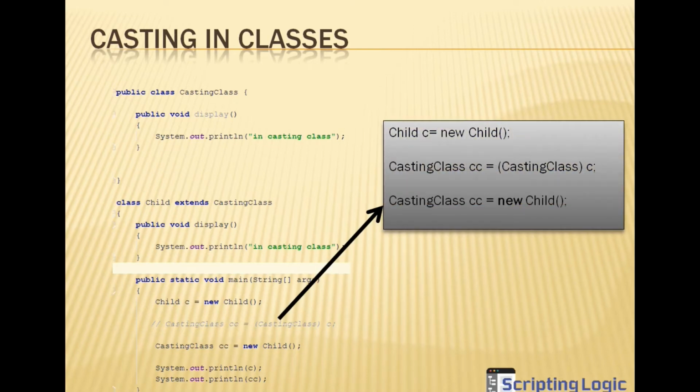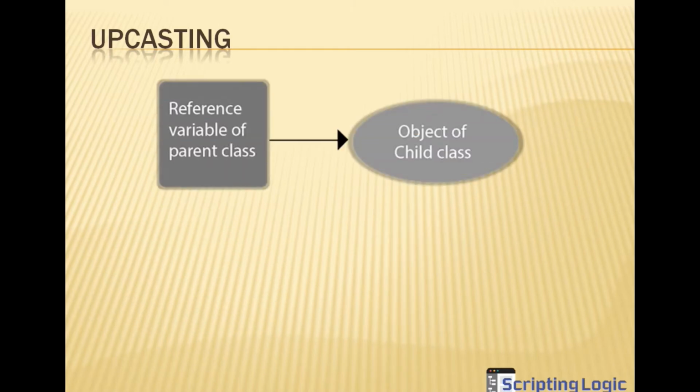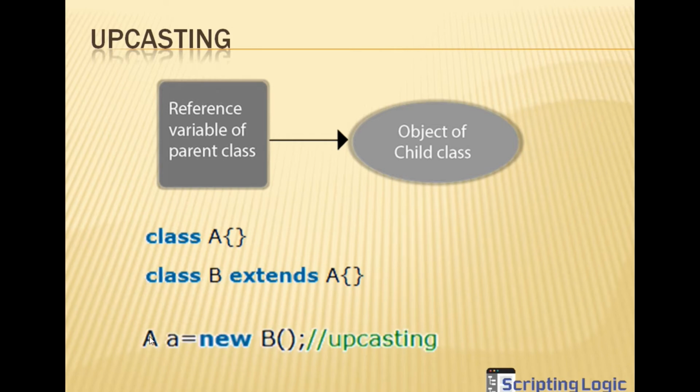So this we called as upcasting because C is the object of child class, and CC is the object of casting class. So C dot display I can do, and CC dot display also I can do, right? So this is the upcasting: the reference variable of parent class and object of child class, like this. If this is a parent class and this is a child class extending parent, and A is equal to new B, this is upcasting. Are you getting this? So what we achieved.